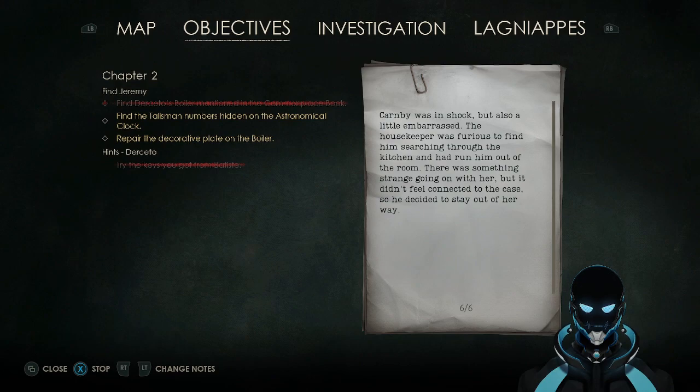Carnby was in shock, but also a little embarrassed. The housekeeper was furious to find him searching through the kitchen and had run him out of the room. There was something strange going on with her, but it didn't feel connected to the case, so he decided to stay out of her way.